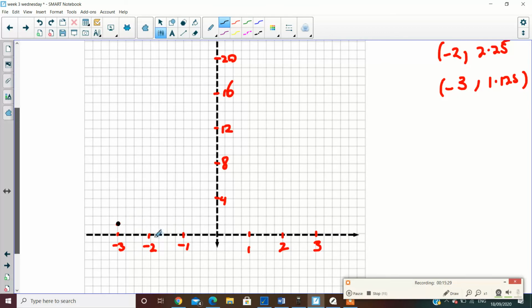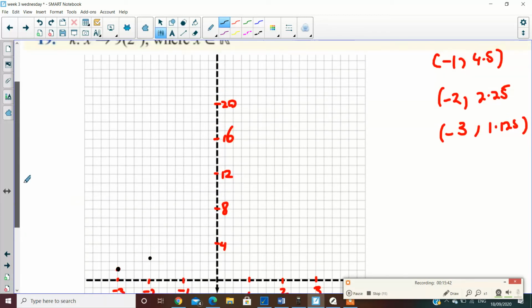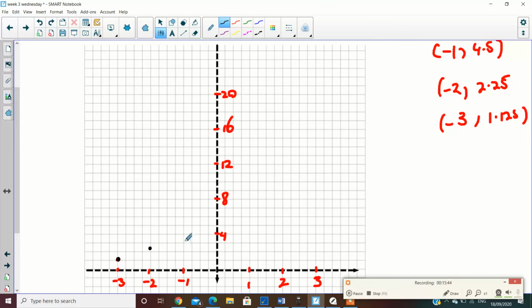-2, 2.25, where's that? Just below halfway, halfway of halfway, if you get what I'm saying, 1/4 of the way up between 2 and 3. What about 4.5? Halfway between 4 and 5. Then we have 0.9, and finally 1/18, which is located here. And look, guys, that's a perfectly good graph, isn't it?